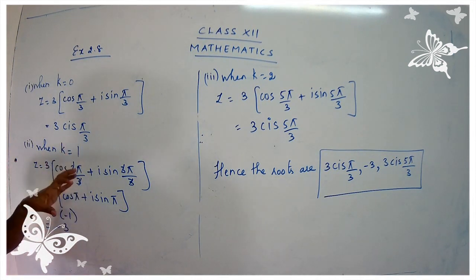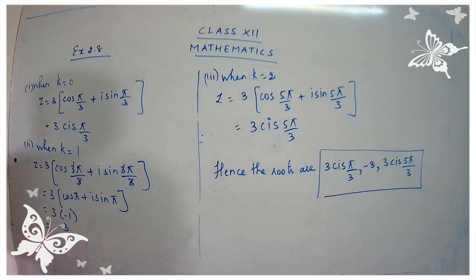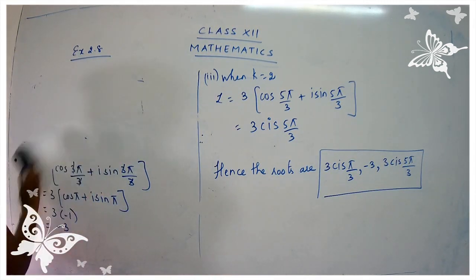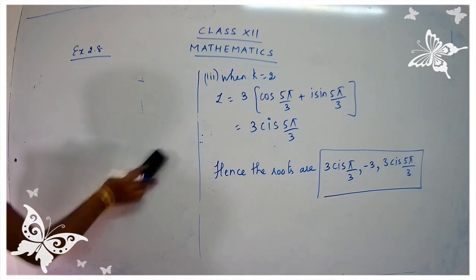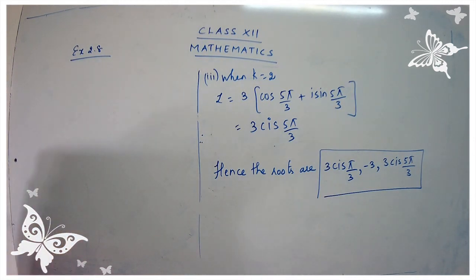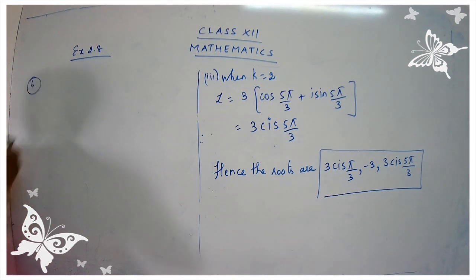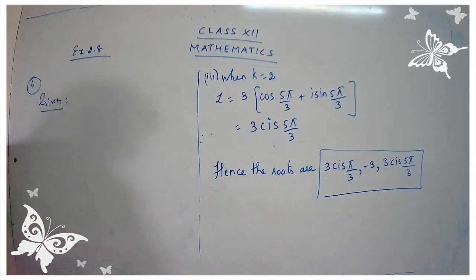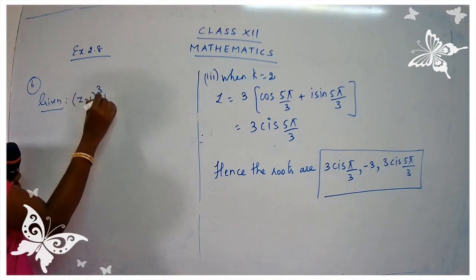So mostly, let's go with the steps. Let's see how to get the answer for it. Have you completed, children? Okay. Let's start with the next sum. Sum number 6. Omega is not equal to 1. So they have said that omega is not equal to 1 is a cube root of unity. Show that the roots of the equation. Write down here, given z minus 1 the whole cube plus 8 is equal to 0.